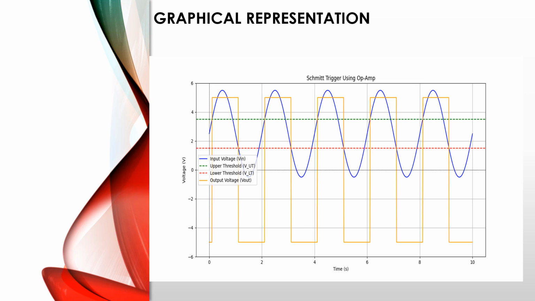So whenever the input voltage is greater than the upper threshold level, we get the positive VCC. How long does this situation occur? As long as Vin is greater than the upper threshold voltage. Whenever Vin is less than the lower threshold level, that means VLT, we get the negative VCC. And in this way, we get the square output at the output of the op-amp. So this is the graphical representation of Schmitt trigger. I hope you understand this topic.